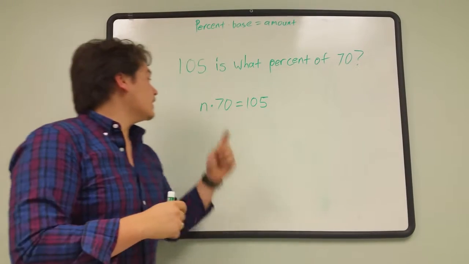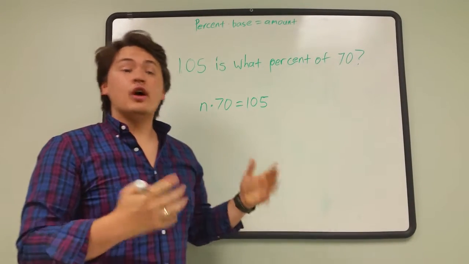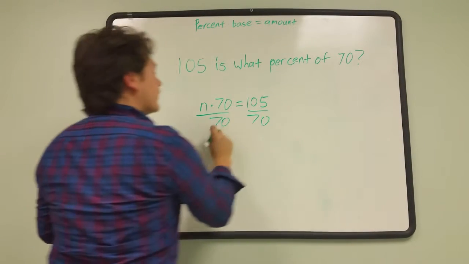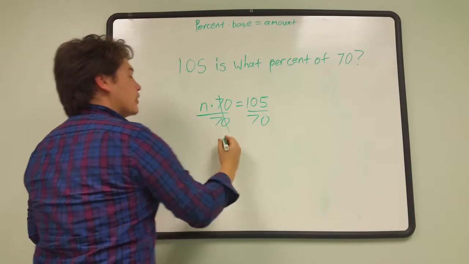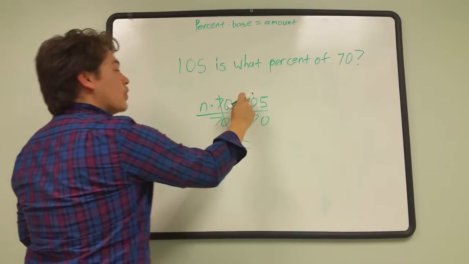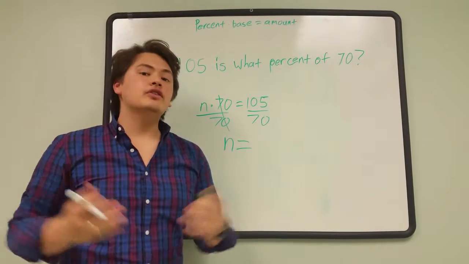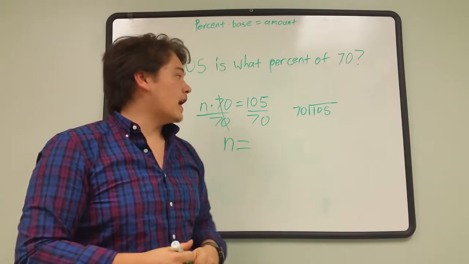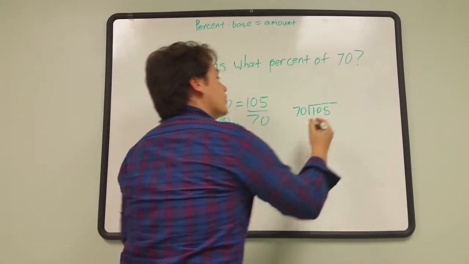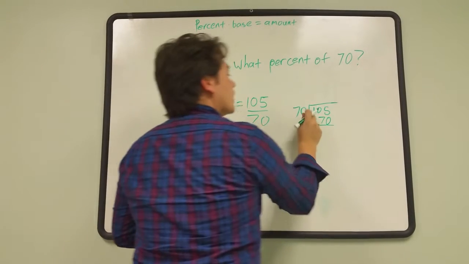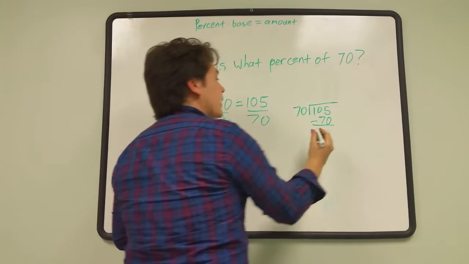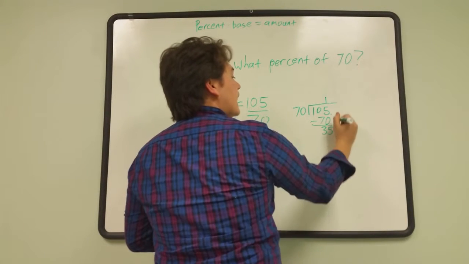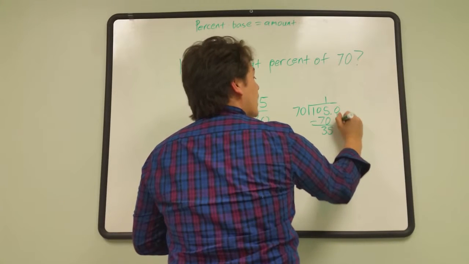I put n as our percentage, 70 as our base, and 105 as our amount. From here, I'm going to solve for n, so I'm going to divide both sides by 70. This 70 is going to cancel out this 70, leaving me with n on this side, and it's going to be 105 divided by 70. We're going to do that as a long division problem.